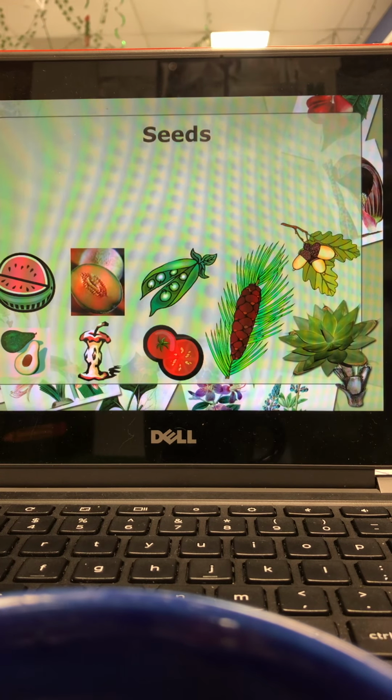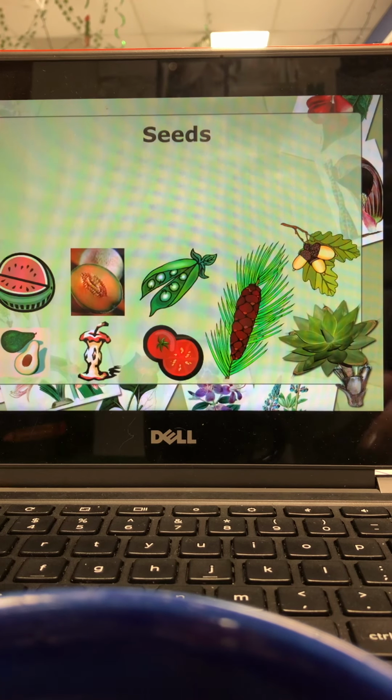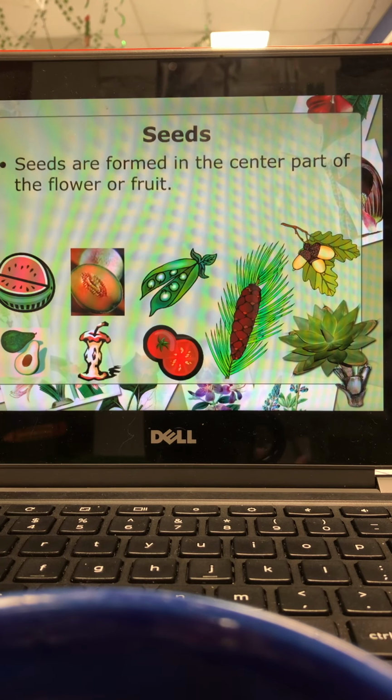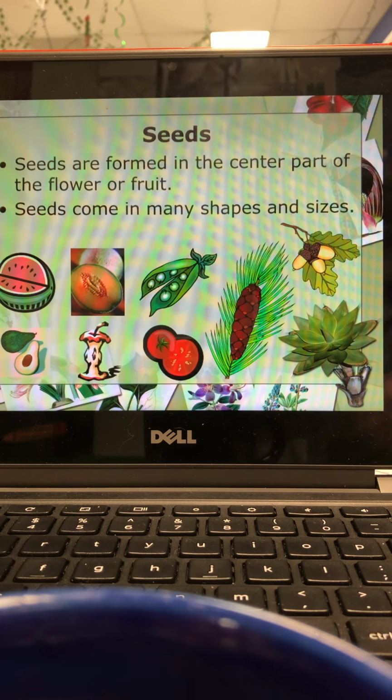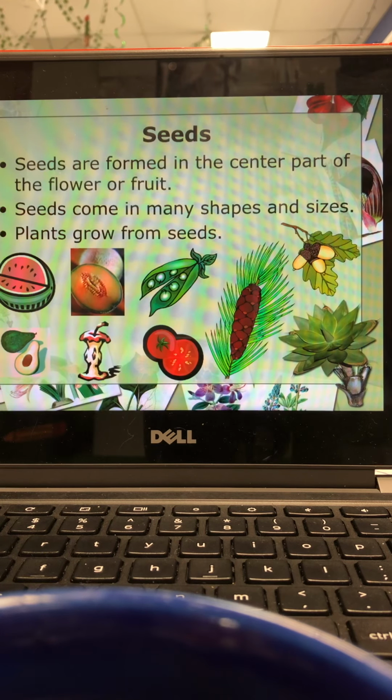A few things that we should know about seeds. Seeds are formed in the center part of the fruit or flower. Seeds come in many shapes and sizes. And we have to know one of the most important jobs of these seeds is that plants grow from seeds. So I'm going to stop right there.